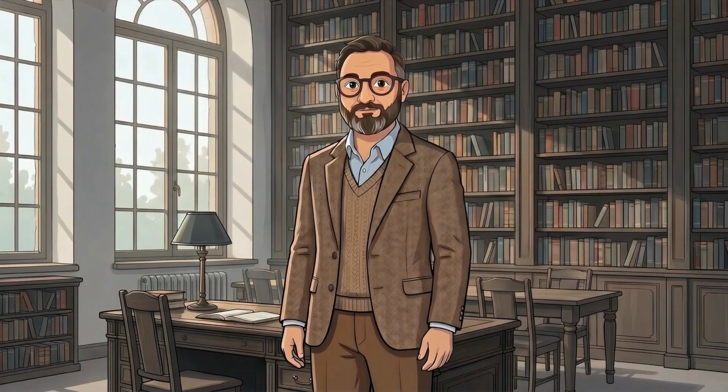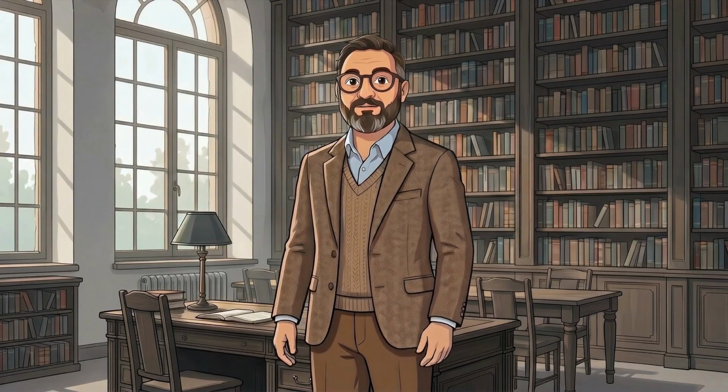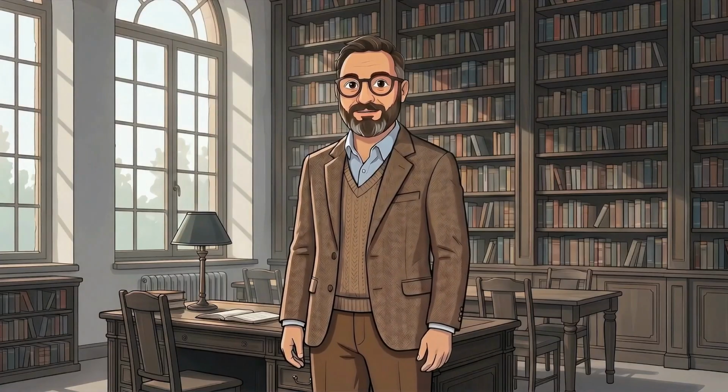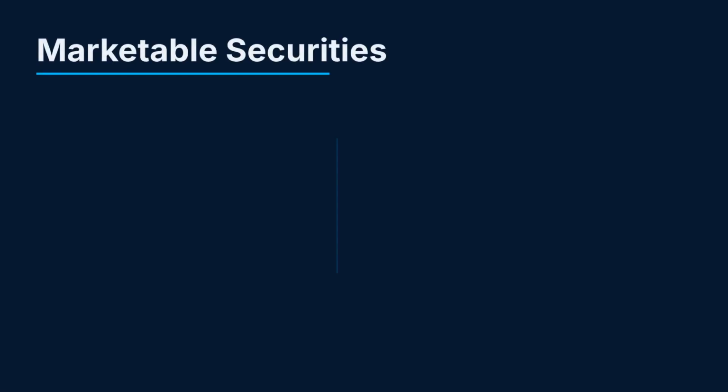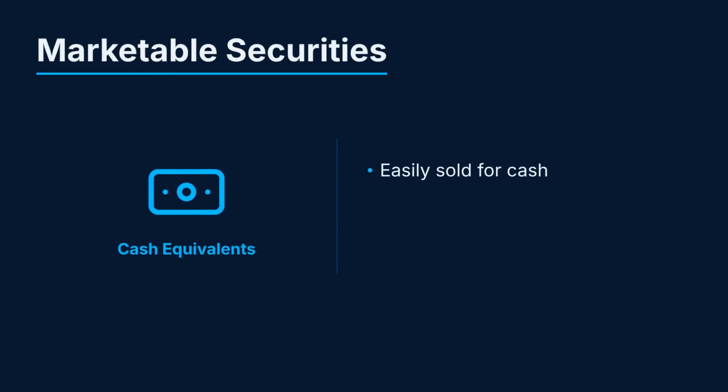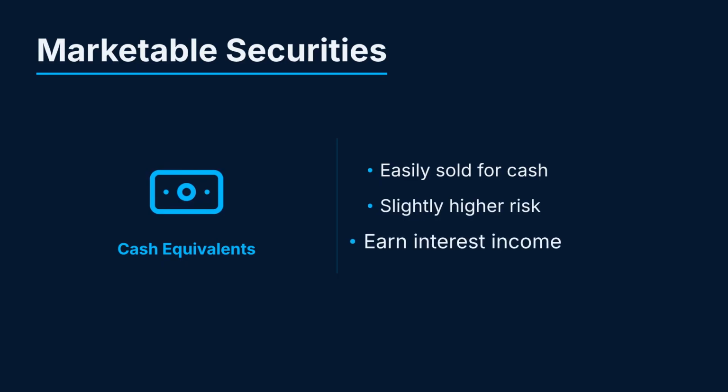This category includes not only cash balances held at financial institutions, but also highly liquid and safe securities, such as treasury bills. The next item within the current assets section is marketable securities. These are securities that can be easily sold for cash, but whose risk is slightly higher than securities considered cash equivalents. Companies invest in these to earn interest income while still having access to liquidity.